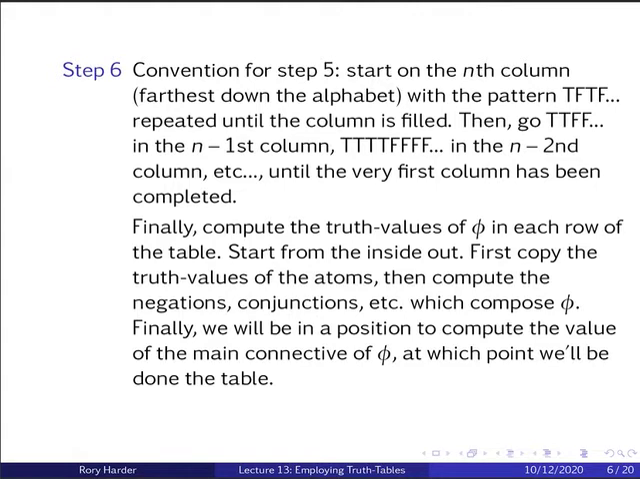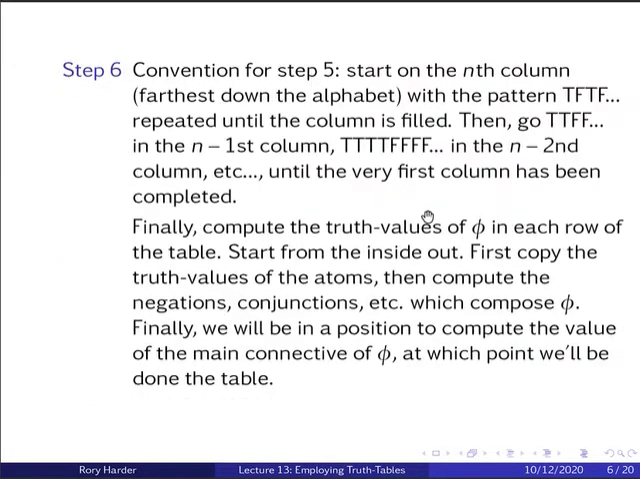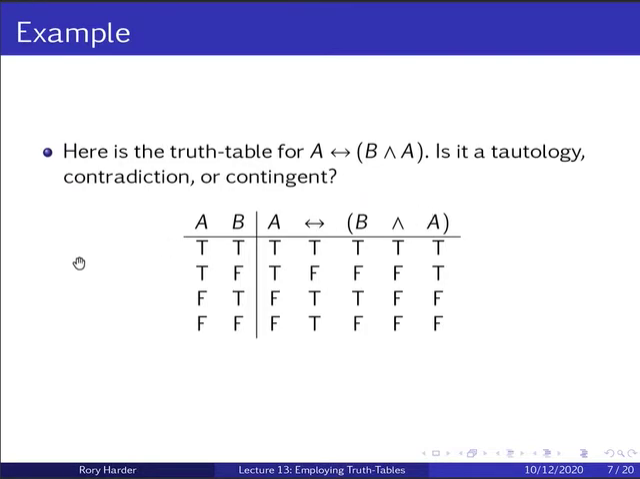So today, we're going to be talking about cases of both individual truth tables and joint ones where we have more main columns. So here is an example. So consider the sentence A if and only if B and A.